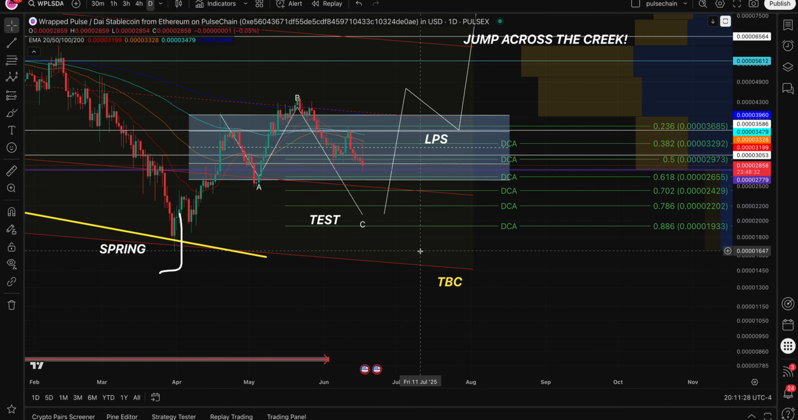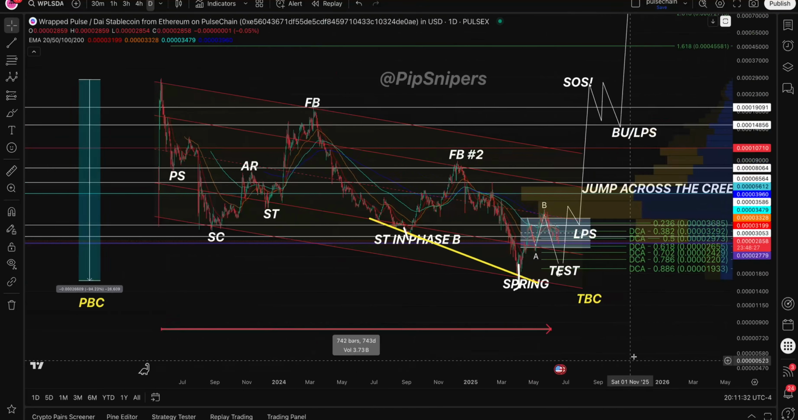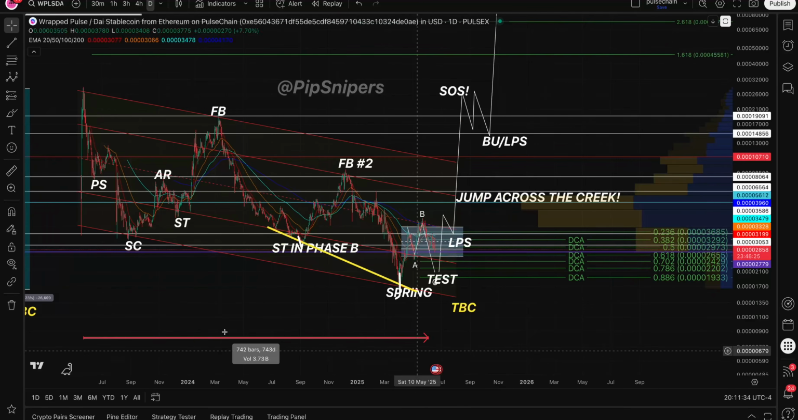Toward any of these fibs. And then we'll see the bounce. Now I want to show you the more bearish scenario, the worst case scenario in PLS.